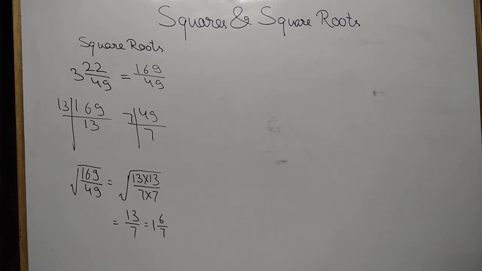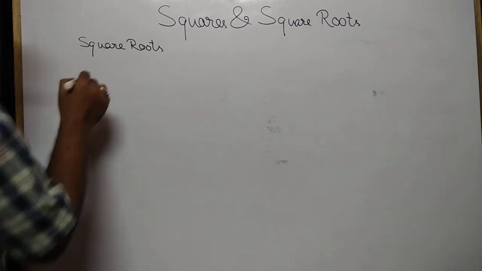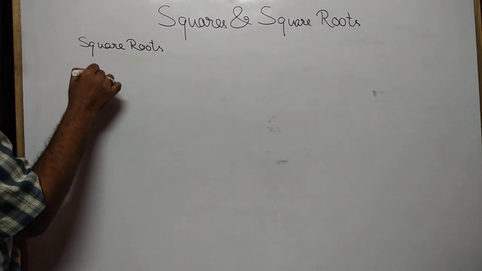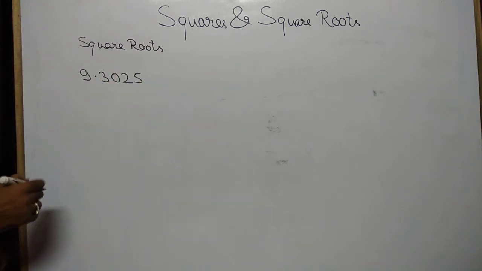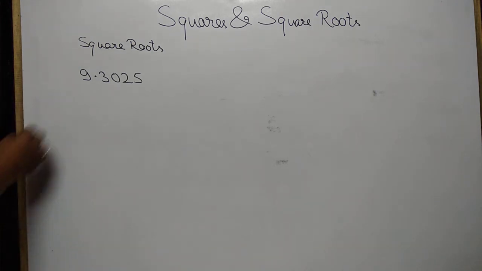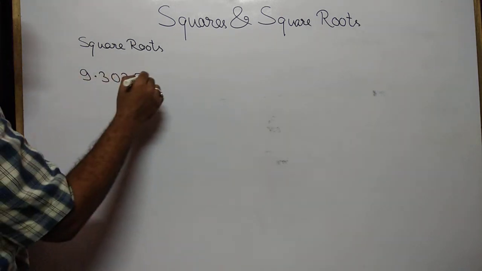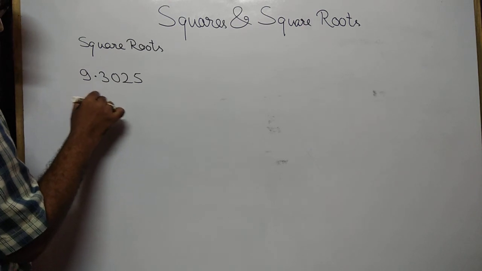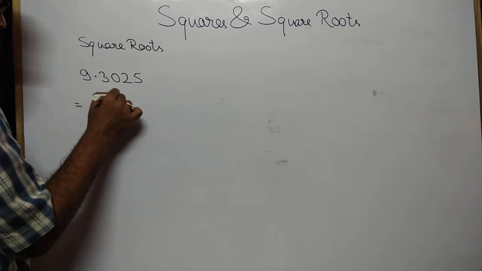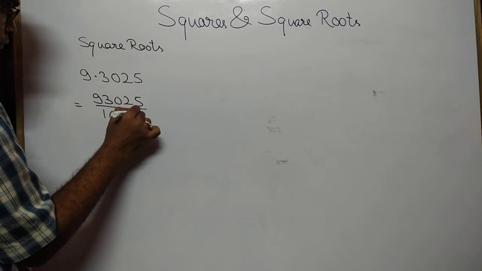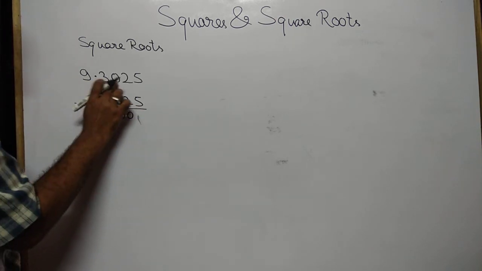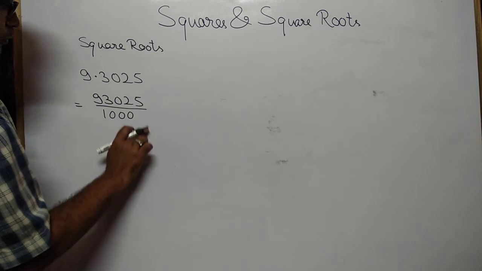Now I am going to solve one decimal question. It's the longest one, 9.3025. Let's start. So next question is find the square root of 9.3025. Need not try to find directly with decimal. First we convert into some fraction or rational number by using this type of method, as all of you know. Clear? After the decimal there are 4 digits, so 4 zeros.